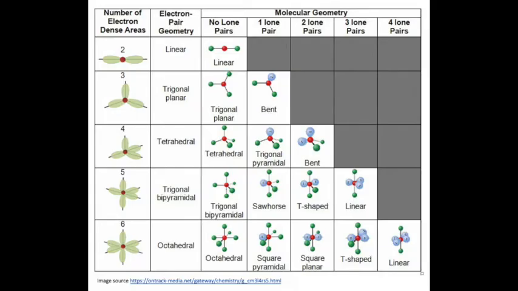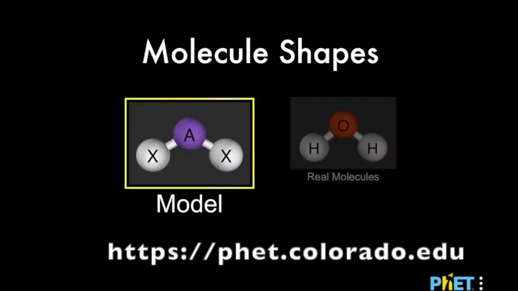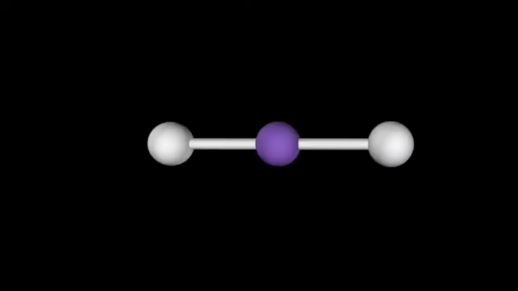Tables like this show the different molecular geometries, each of which is associated with a particular electron geometry. We can better appreciate this using this PhET simulation. Let's look at the linear geometry. There's only one way this can happen without lone pairs, so the molecular and the electron geometry for the linear shape are always the same.